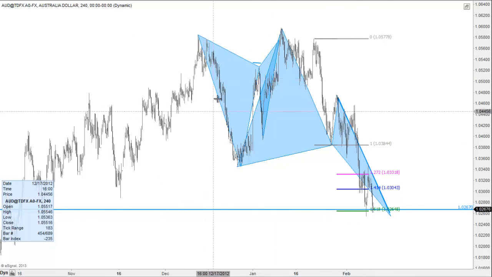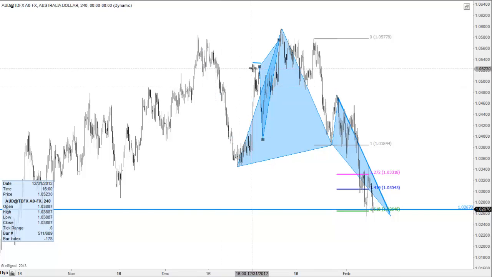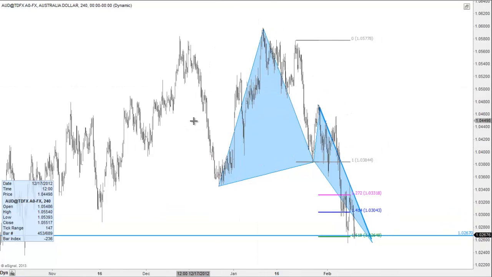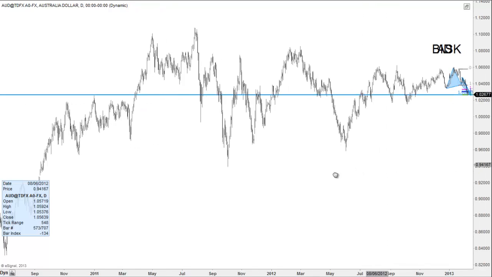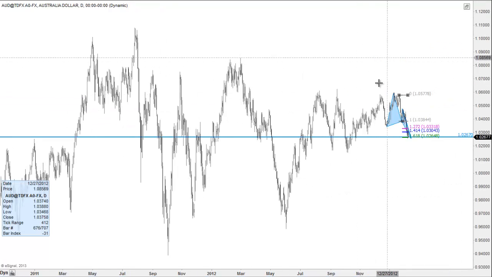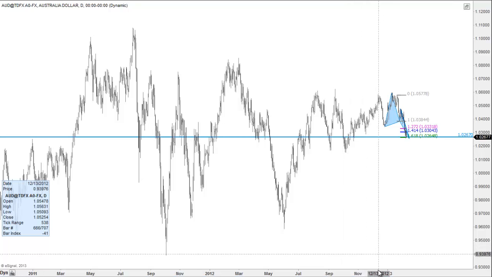But let's go out to our daily chart. We had two great trades on this, by the way. We had two back-to-back winners in the Aussie, and then we took a loser. So let's go out to the daily chart again. Let's start our analysis from the top down. Let's delete whatever that is. And let's start looking.